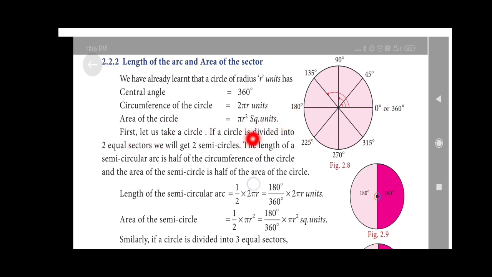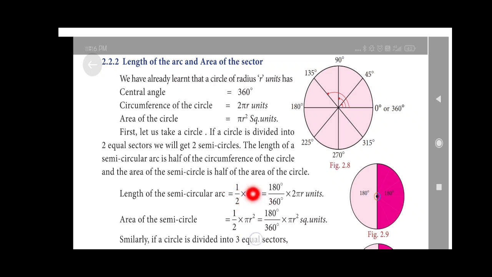Now here we need only what? The length of the semicircular arc. Semicircle means half of the circle. So how to find it? The full circumference of a circle is 2 pi r. Then semicircle means half into 2 pi r. Understand the simple concept. Full is 2 pi r, then the semicircle, half of the circle, is half into 2 pi r.